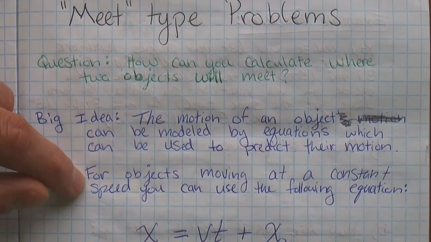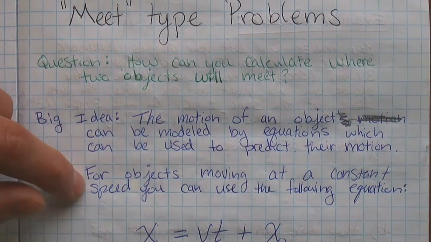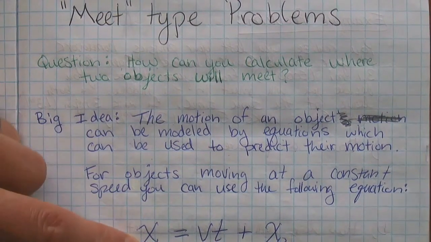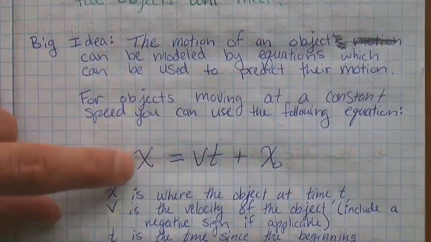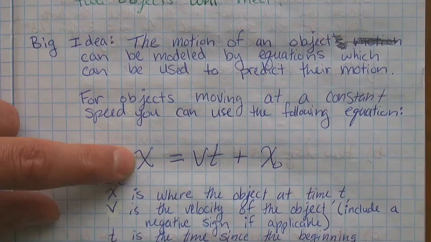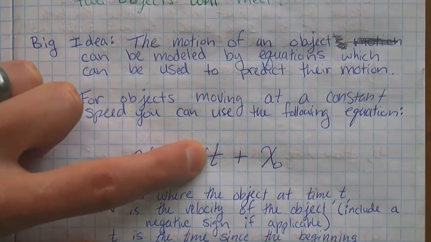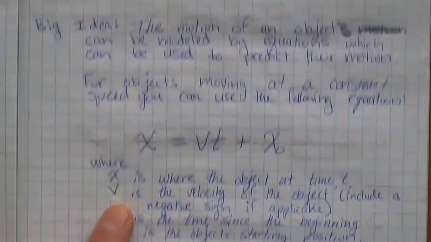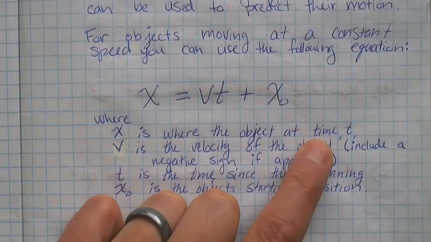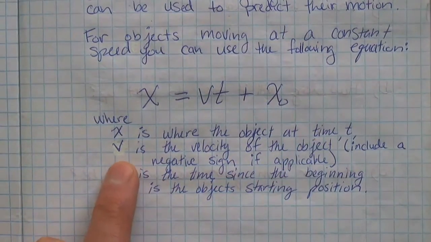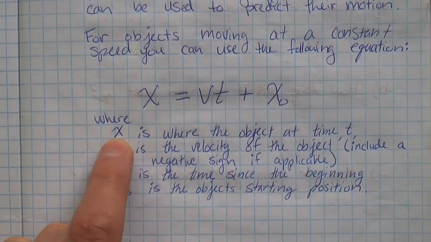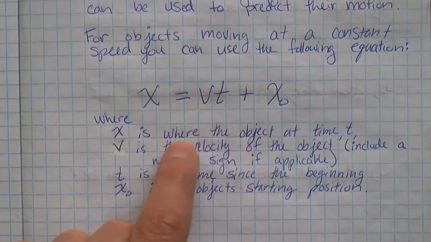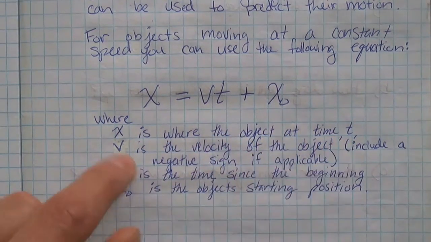So for objects moving at a constant speed, you can use the following equation. This is just the regular equation that we've been using in class: x is equal to velocity times time plus x naught. Where x is the position of the object at any given time.